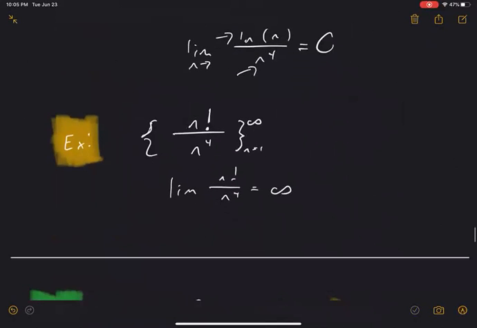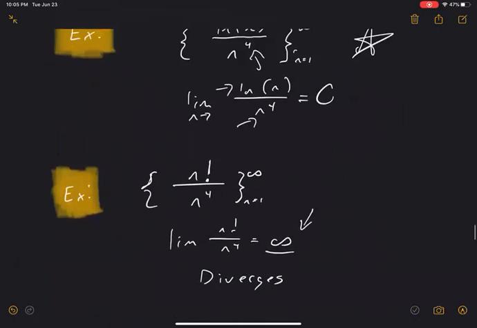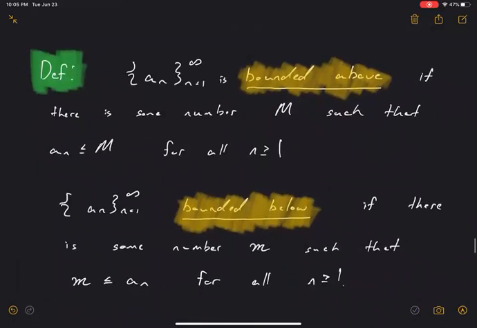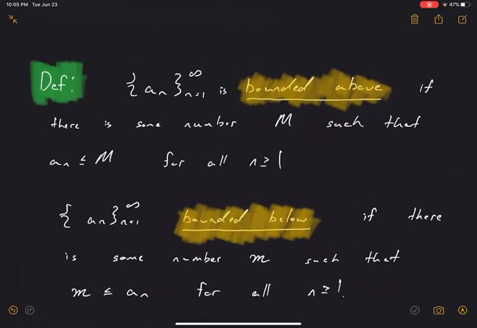So, we could say the limit equals infinity, but really what this means is the sequence diverges. If this is infinity, that means the sequence diverges. All right, now let's cover some definitions.